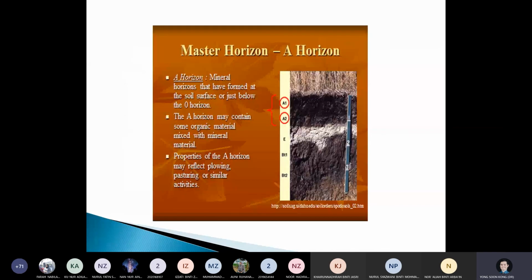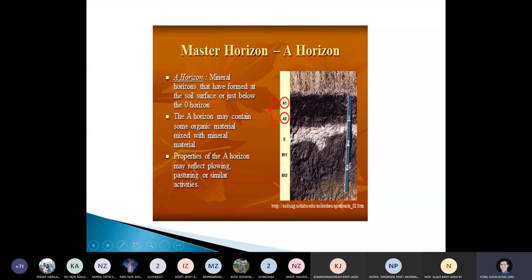Okay, next master horizon is A. Now, A is immediately under the O horizon. But what is the difference? You can see that the A horizon also is equally dark or black in color. Now, the main difference between the O and A horizons is that the A horizon consists majorly or primarily of minerals. So most likely you're going to see sand.